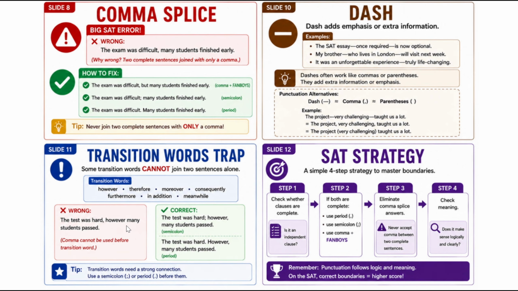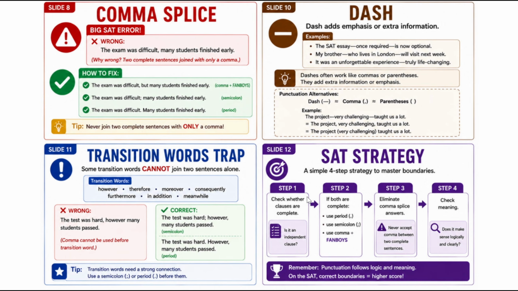Correct version: The test was hard; however, many students passed it. Or: The test was hard. However, many students passed it. Okay. Important SAT reminder: but is a FANBOYS word, however is not.